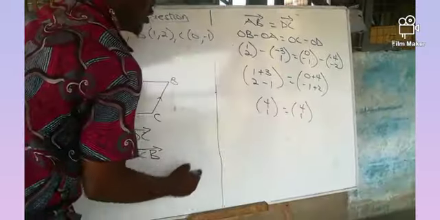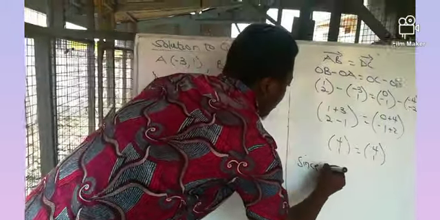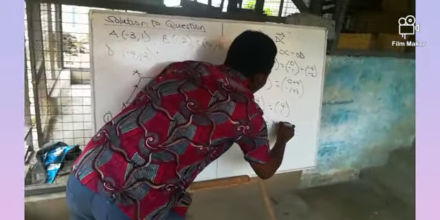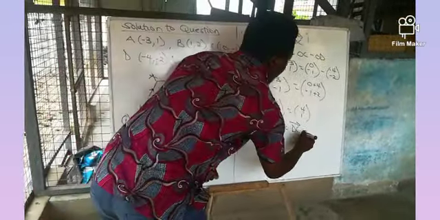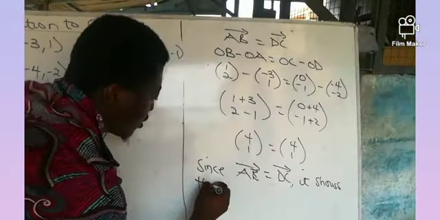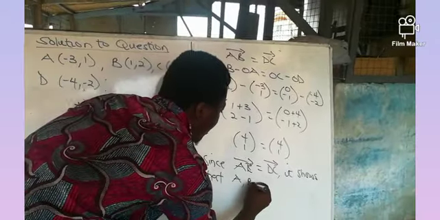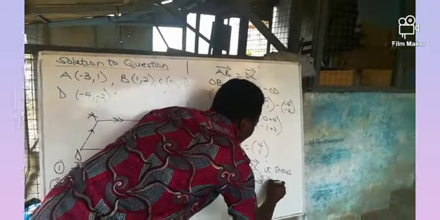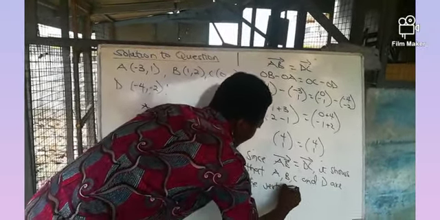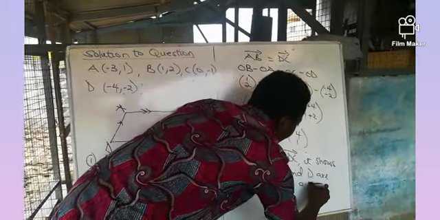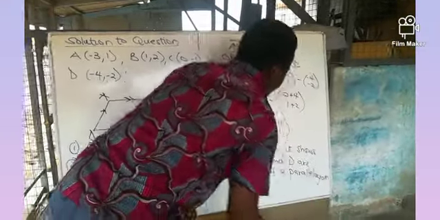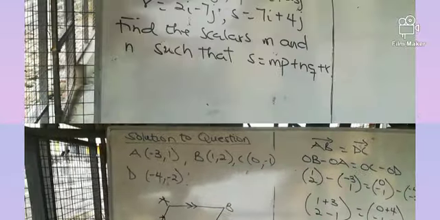4, 1. So since AB is equal to DC, it shows that A, B, C, and D are the vertices of a parallelogram. So that's all for 1B.